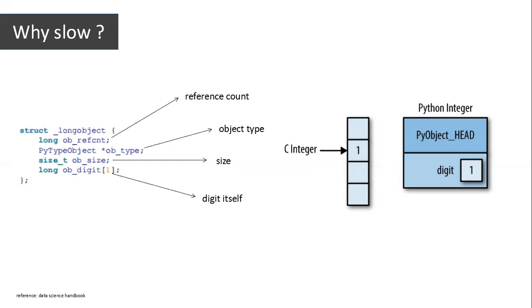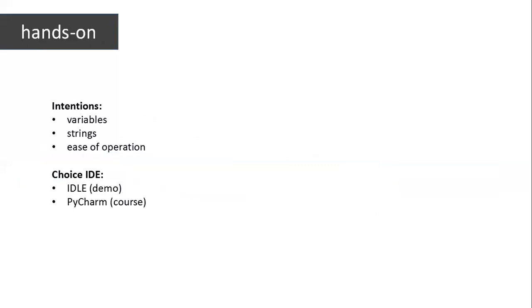So you can see on the right side of this slide how a C integer would work. It's just directly stored in the memory. You have stack and heap, while a Python integer would consist of the Python object head, digit, and the value itself, right? Let us go and have some hands-on practice with Python programming.